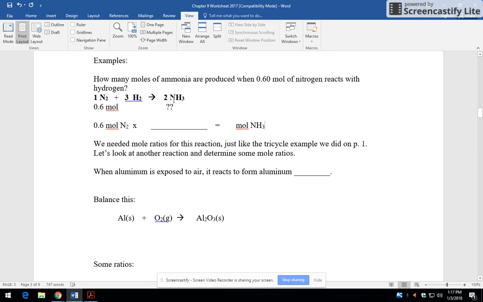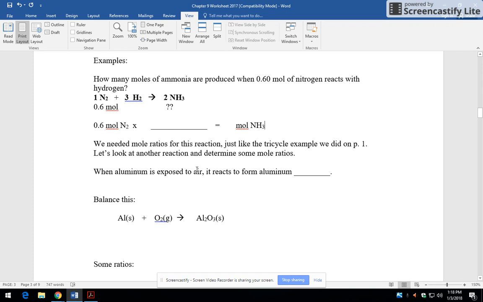Now you need to see those setups, both proportion and factor labeling, in your homework. If you see it because you see the 1 to 2 ratio here, then great, you'll know what the answer is. Okay, but I still need to see the other setups. You needed mole ratios for this reaction, just like the tricycle example. If you can do this, you actually have done just about everything that the Regents would expect you to do. We'll do more stuff for pre-IB, but the Regents level on stoichiometry is actually quite short.